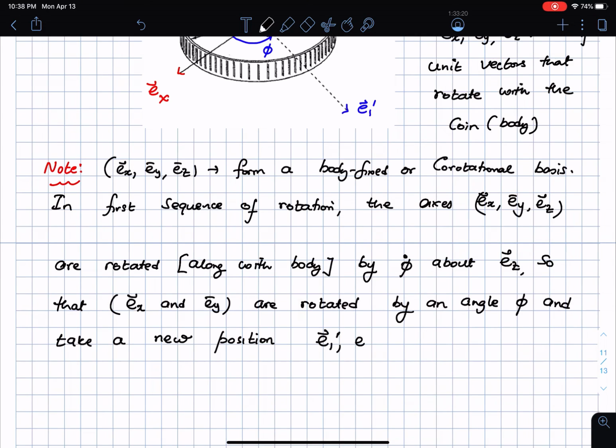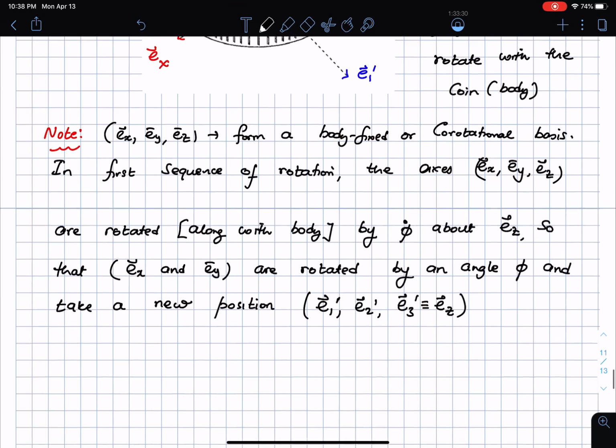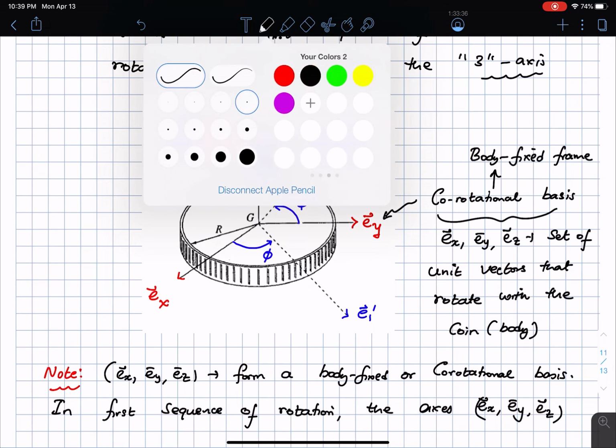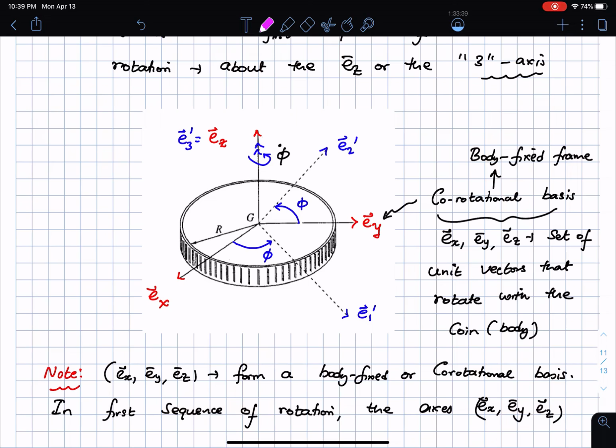E1 prime, E2 prime, E3 prime, of course, is the same as EZ, because the rotation is performed about EZ. Okay, all right, and so this is the first sequence. This is the first three sequence, and I can write that here on the figure itself.